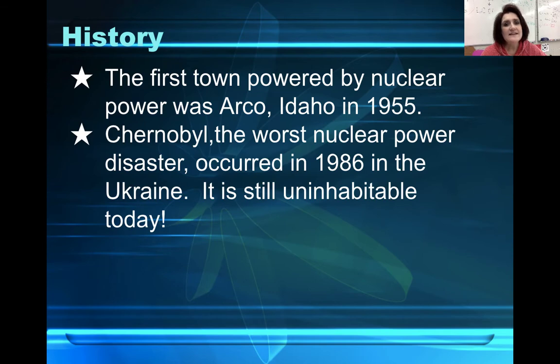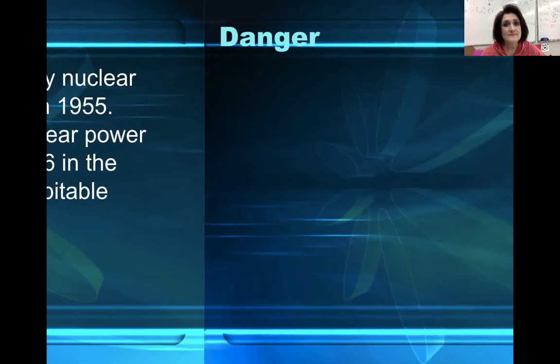And in 1986, Chernobyl was the worst nuclear-powered disaster of all time. It is in the Ukraine, and the city of Chernobyl is still uninhabitable today.